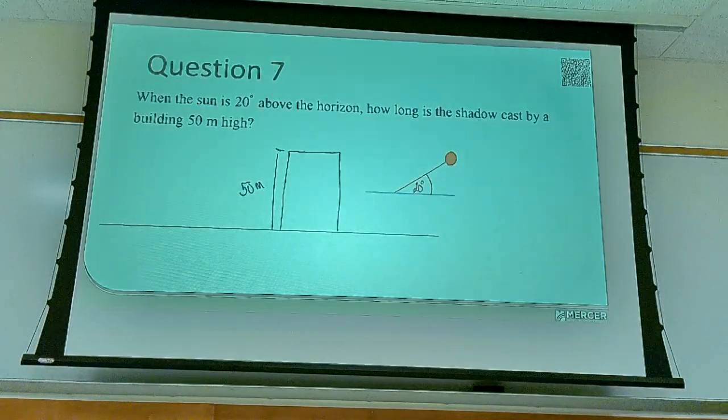That's 20 degrees above the horizon. We want the length of the shadow. Let's just say the shadow is going to extend out to there. We'll call that L, length of the shadow. We don't know what it is. That's what we want to find.